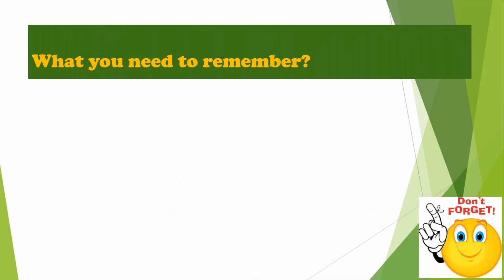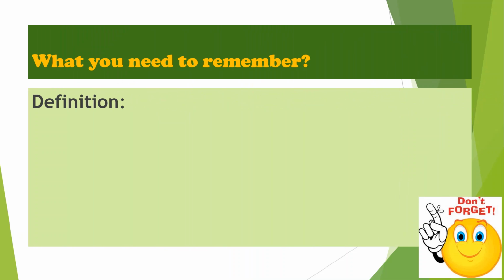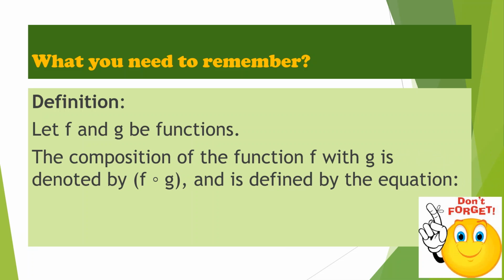What you need to remember. Definition. Let f and g be functions. The composition of the function f with g is denoted by f circle of g and is defined by the equation f circle of g of x is equal to f of g of x.